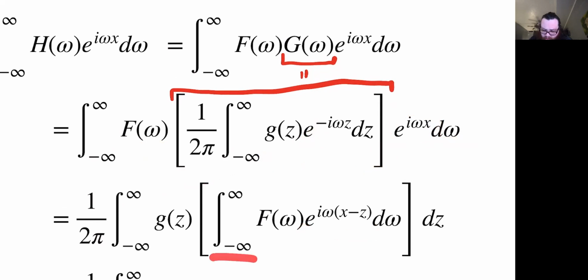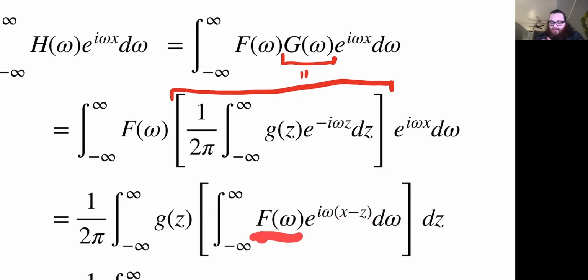Otherwise, we have the integral of f(omega) times e to the i omega (x minus z) d omega. And this looks an awful lot like an inverse Fourier transform. What we're saying is, here's this function f, take the inverse Fourier transform and evaluate it at x minus z. Okay.